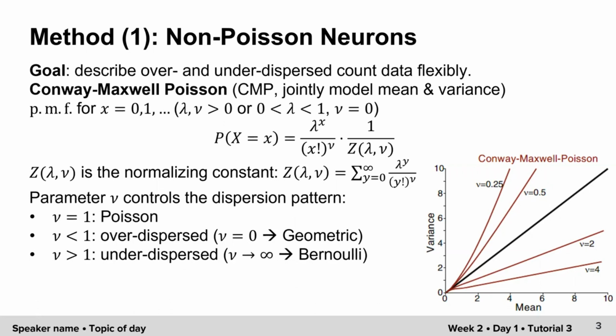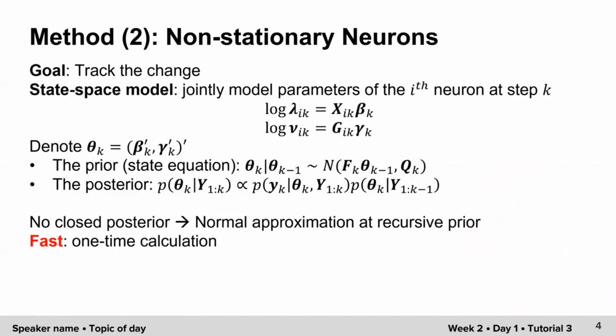Okay, now we have the observation model, but how to track the change of the neural spikes? Here we choose to use a state space model to capture dynamics of two parameters in CMP. Basically, we model those two parameters by two log linear models like this. And those state space parameters or latent vectors at step k are summarized as theta k. At each step, before seeing the data, we assume the state vectors progress linearly with Gaussian noise.